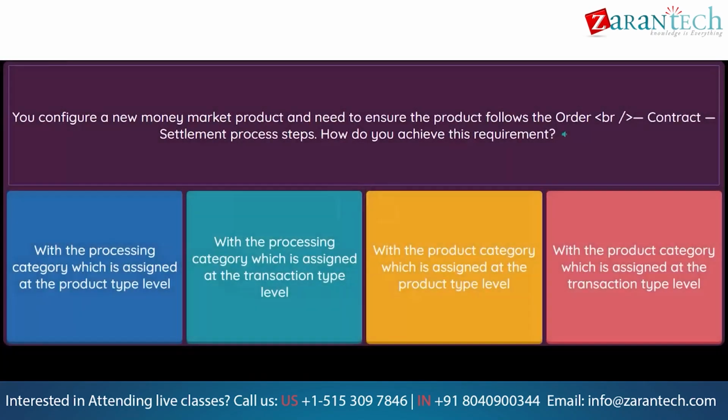Question: you configure a new money market product and need to ensure the product follows the order contract settlement process steps. How do you achieve this requirement? Option 1 with the processing category which is assigned at the product type level. Option 2 with the processing category which is assigned at the transaction type level. Option 3 with the product category which is assigned at the product type level. Option 4 with the product category which is assigned at the transaction type level.